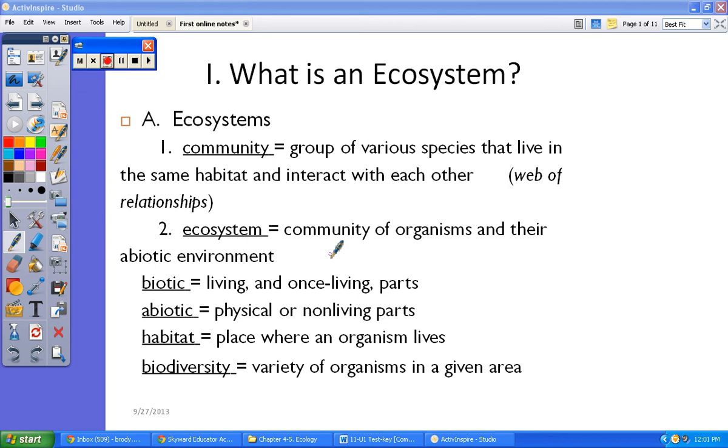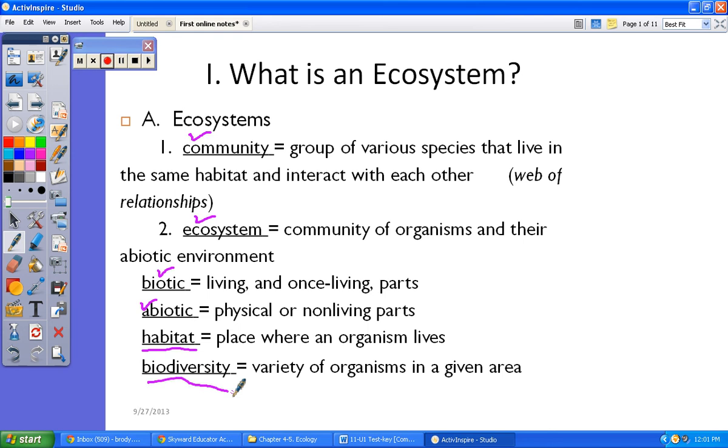I'm going to talk about two things today. What is an ecosystem? And I'm going to talk a little bit about food webs. So this first slide outlines a couple of the key terms. You can see community here, ecosystem, biotic, abiotic, habitat, and biodiversity.